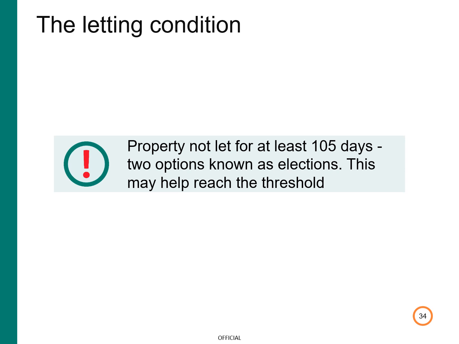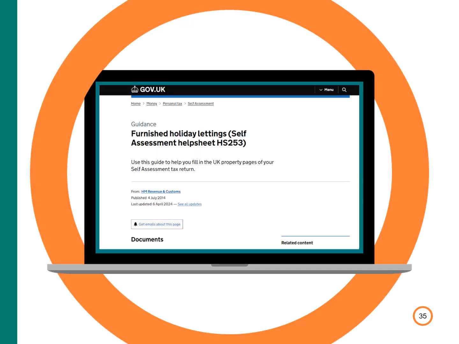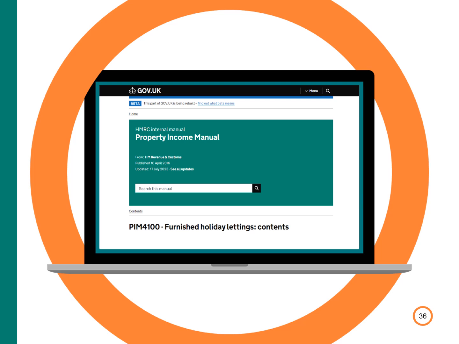Where you don't let the property for at least 105 days, there are two options known as elections. These may help you reach the threshold. You can find out more about these elections in Help Sheet HS253 on gov.uk. There is also more detailed guidance about furnished holiday lettings in the Property Income Manual PIM 4100 on gov.uk.